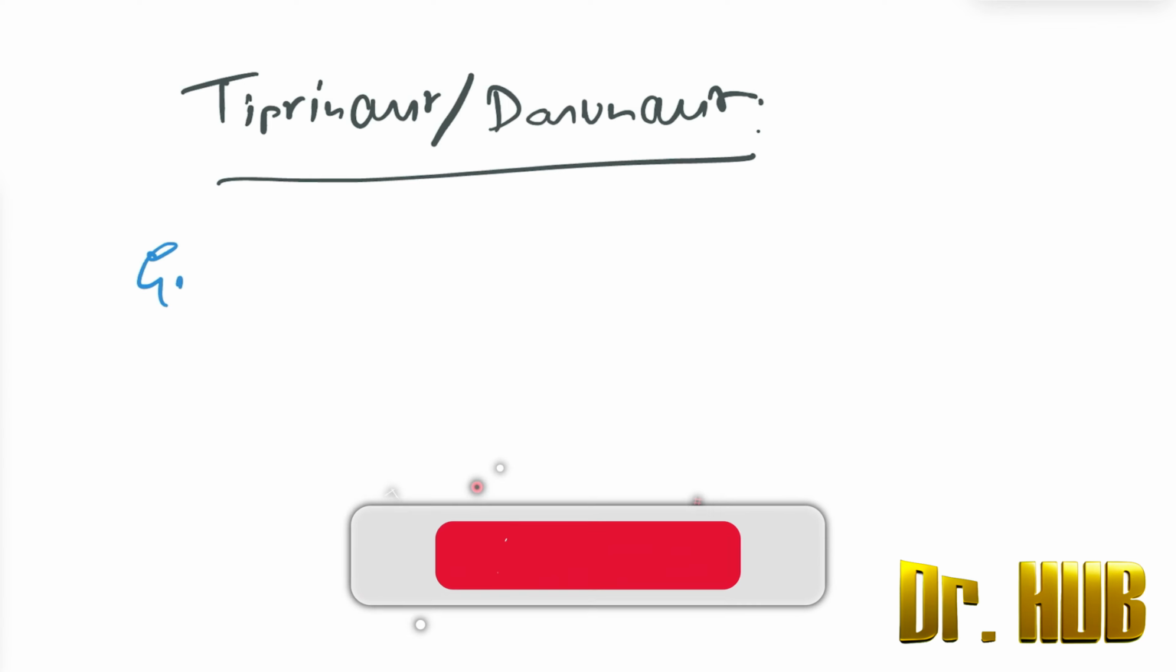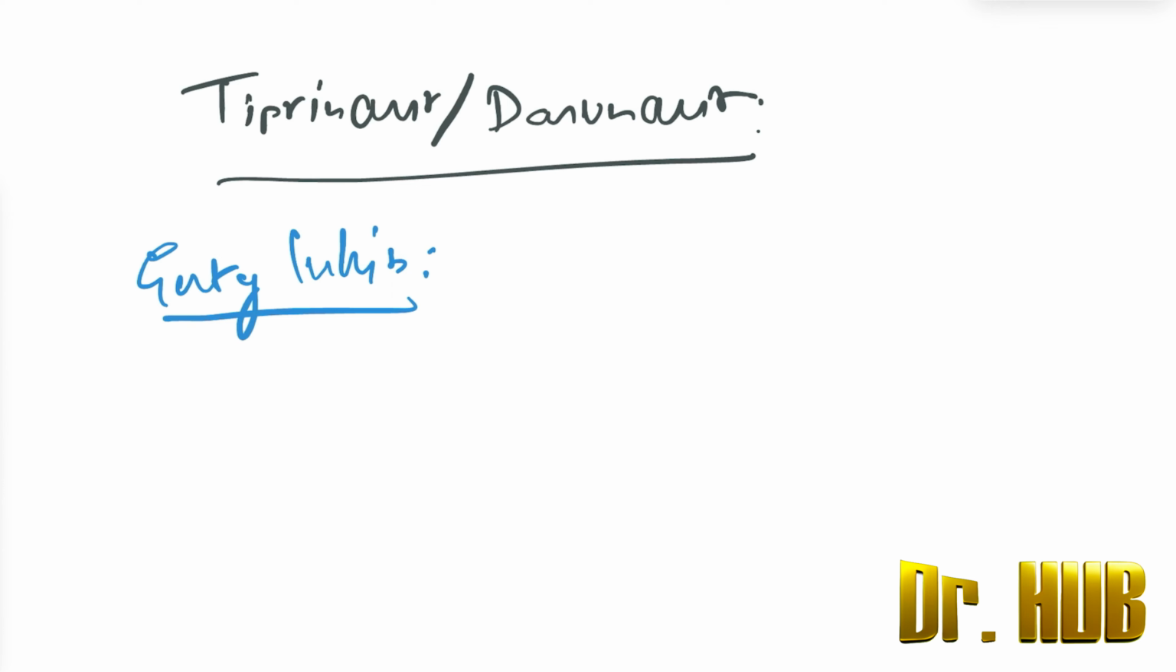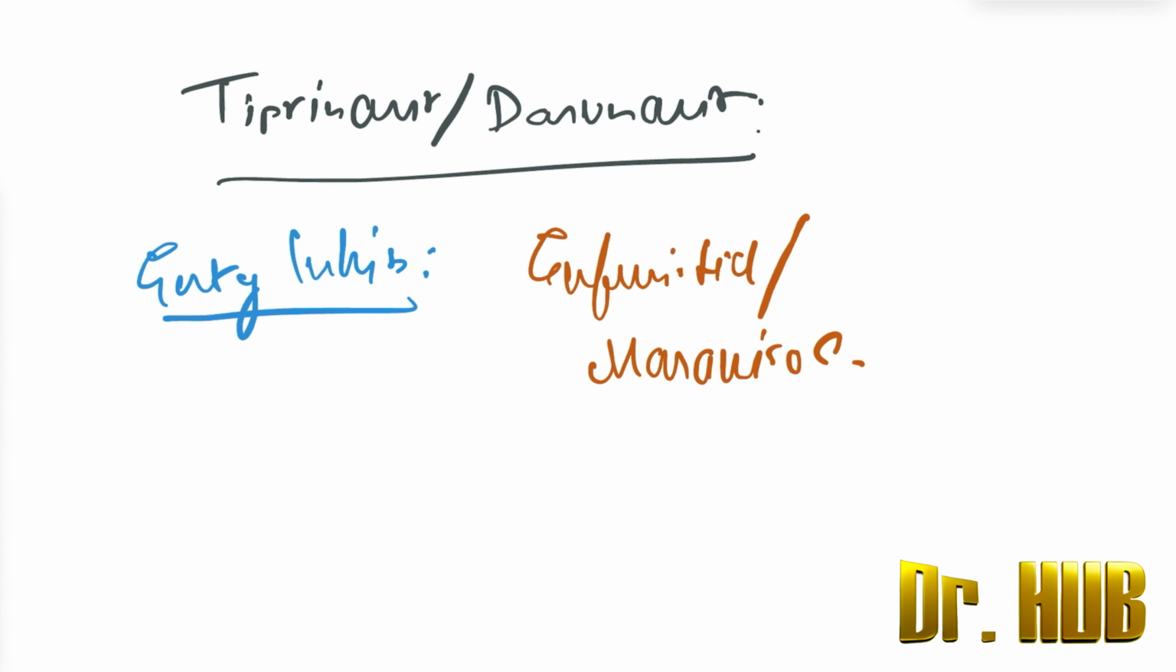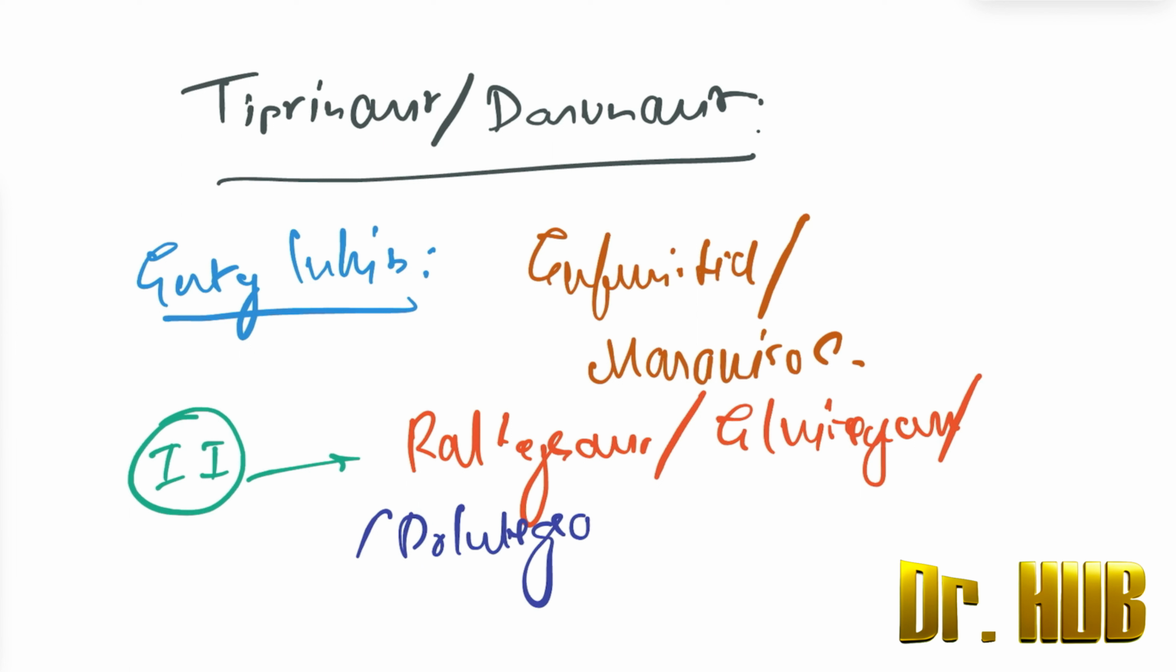Next comes the entry inhibitors. Entry inhibitors include enfuvirtide, as well as maraviroc. Then comes the integrase inhibitors. So what does the integrase inhibitor class have? It has raltegravir, as well as elvitegravir and dolutegravir.